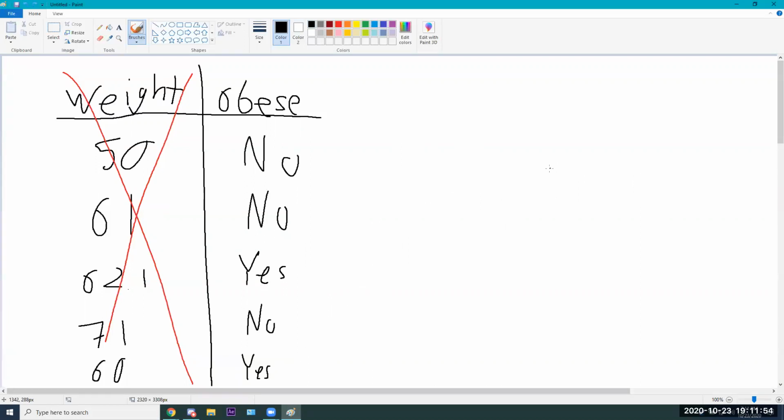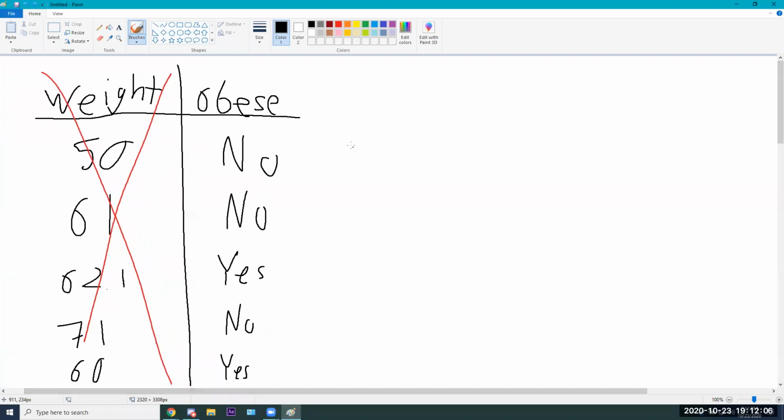However, there's also another measure that's related to probability called odds. You can think about odds like this: you have the 2 yeses, and in relation to the yeses, you have 3 no's. So 2 to 3 odds. For every 2 yeses, there are going to be 3 that are not obese.